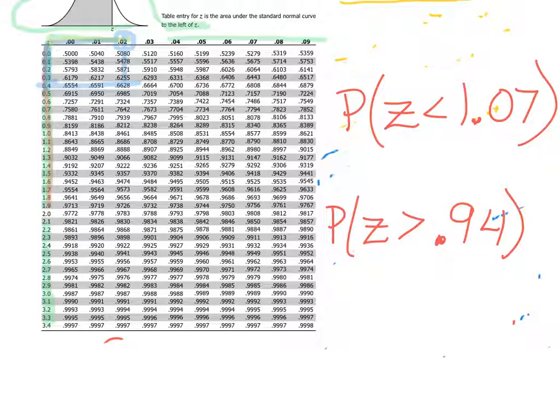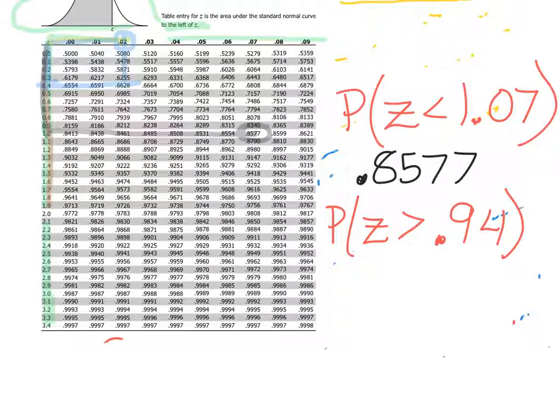Okay, so the first one, probability that z is less than 1.07. So 1.07, I would travel down to 1.0. I would go over to 0.07, and I see it right there, 0.8577. It's area to the left, so I can just look it up.